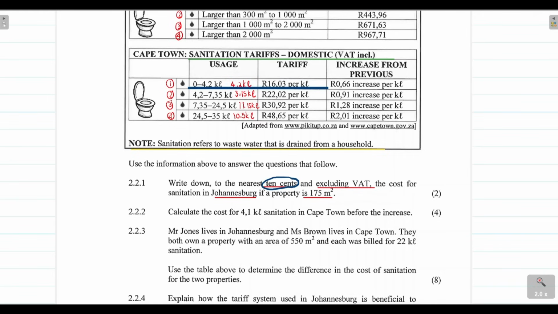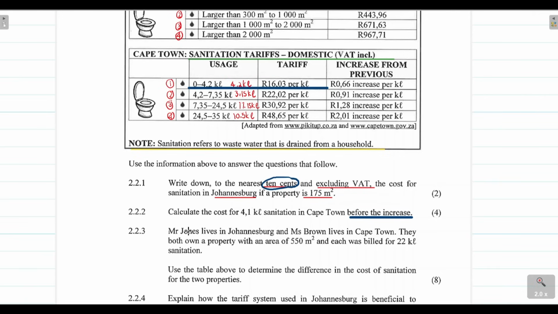Before we even answer this question, we know that the tariffs represented here are the tariffs after the increase that took place. The 16 rand and 03 cents per kiloliter represented here is the price after the increase has taken place. In this case, because they want the price before the increase, that means we need to take the 16 rand and 03 cents and minus that 0.66 cents.